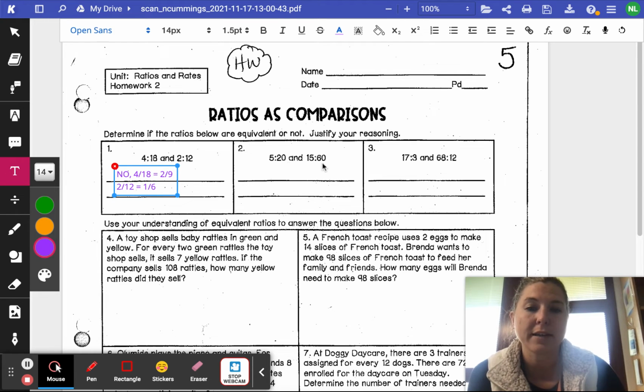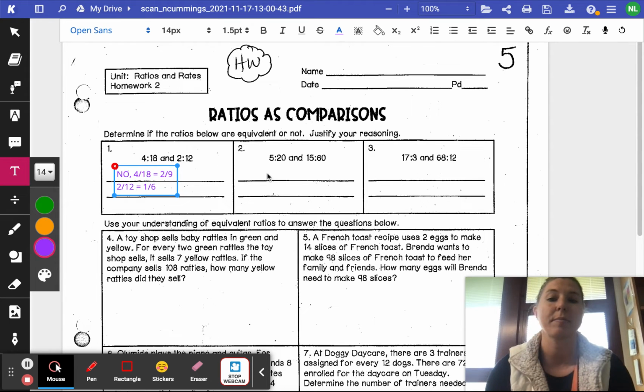So if 5/20 and 15/60 are the same, you can say yes. And if they're not, you're going to write no, and you're going to simplify them both and say what they are from your calculator.